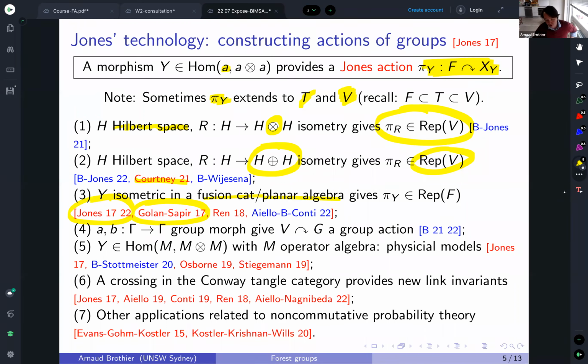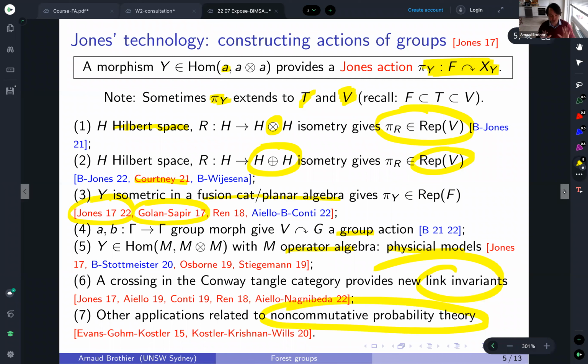And there are other nice application you can get in group theory. You can do also some operator algebra, some physical model. You get some links invariant, new links invariants. This is really an exciting direction also. And even some non-commutative probability theory. Okay, so just to give you a brief account of some directions that came from this Jones technology to show you how rich it is in terms of subjects.